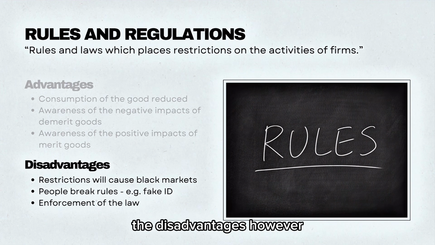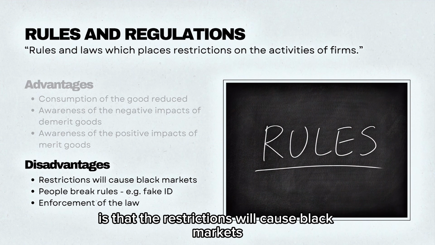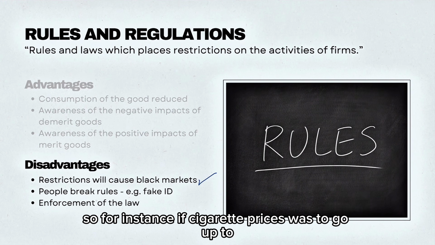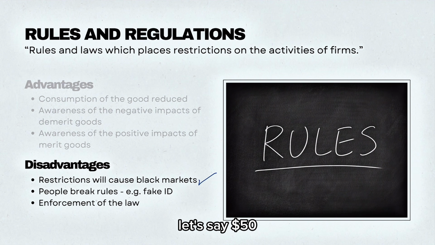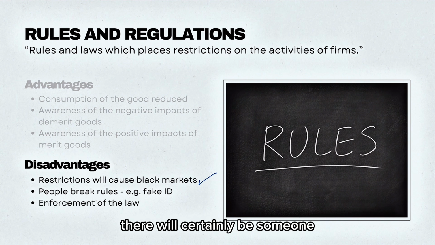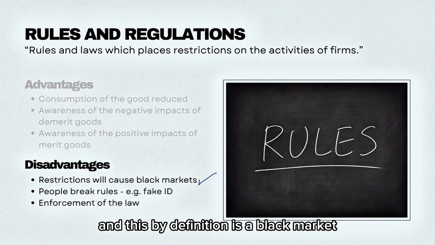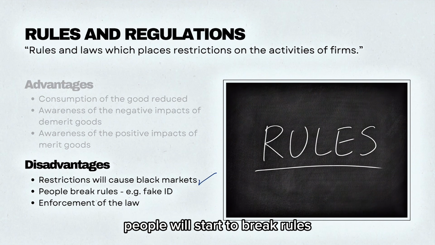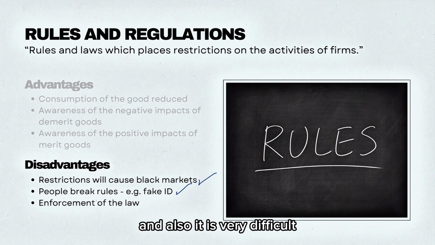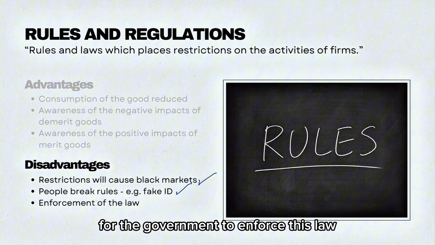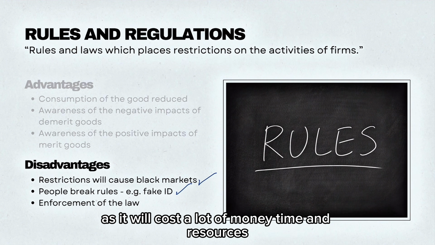The disadvantage, however, is that the restrictions will cause black markets. So for instance, if cigarette prices were to go up to, let's say, $50, there will certainly be someone that's willing and able to sell it to you for $20. And this, by definition, is a black market. People will start to break rules, such as bringing in fake IDs. And also, it is very difficult for the government to enforce this law, as it will cost a lot of money, time, and resources.